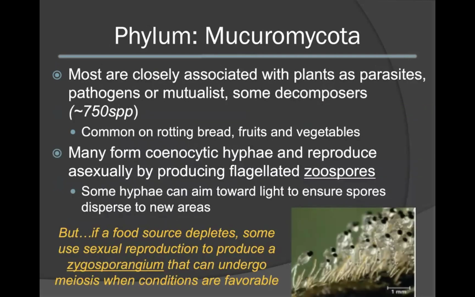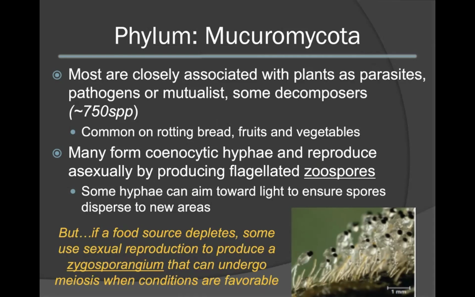The Mucoromycota phylum is the phylum that is most closely associated with plants. They can be considered parasites, pathogens, mutualists, and some decomposers. The Mucoromycota species are very commonly found on rotting bread, fruits, and vegetables. These species can form coenocytic hyphae.